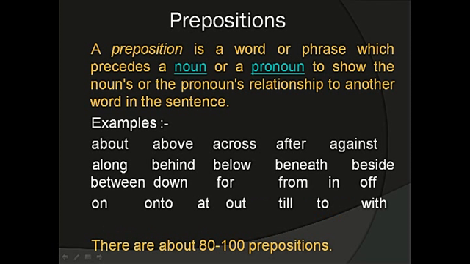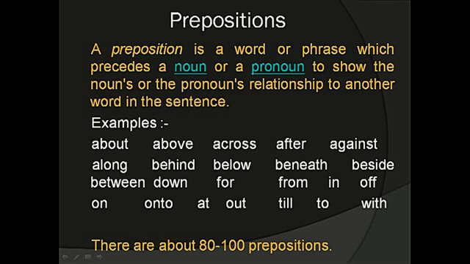Now we move on to prepositions. A preposition is a word or phrase which precedes a noun or a pronoun to show the noun's or pronoun's relationship to another word in the sentence. Some prepositions are given there: about, above, across, after, against, along, behind, below. There are about 80 to 100 prepositions in the English language.